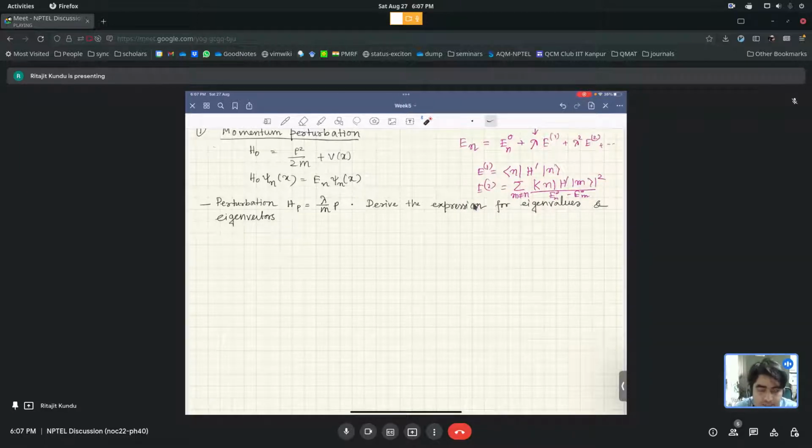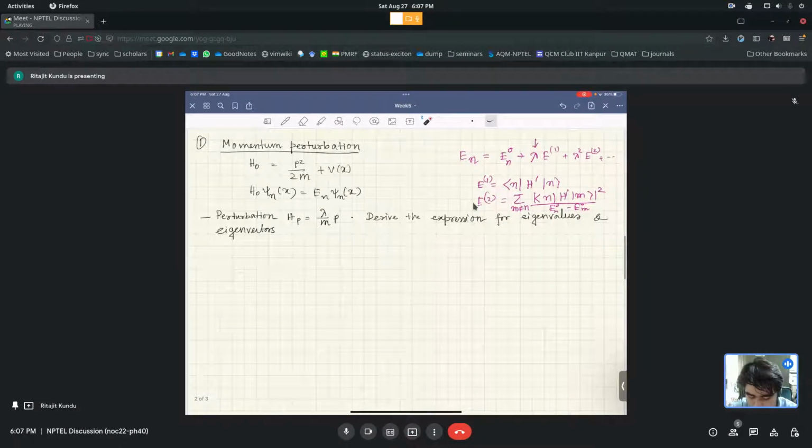Using this kind of formalism, let's try to calculate. Our Hamiltonian h naught is given like that, for which we know all of the eigenstates, eigenvalues and eigenfunctions, and on top of that we are adding a perturbation which depends on momentum. If that is the case, derive the expression for the eigenvalues and the eigenvectors.